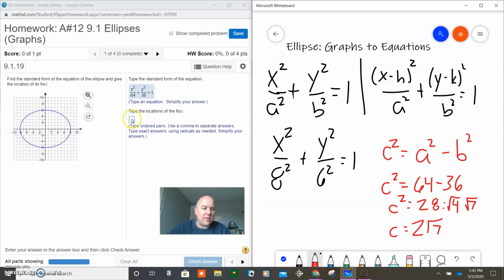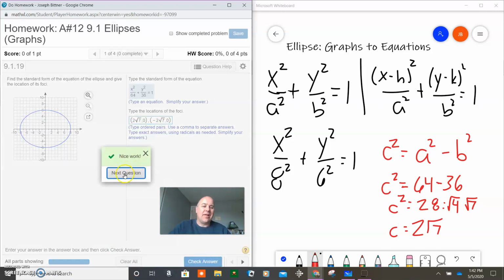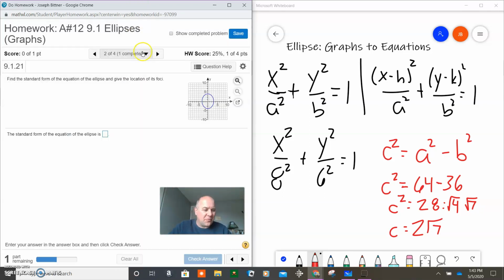So that gives the locations of the foci. Now again, since I haven't really moved the center or anything, those are the x values. I have a positive and a negative 2 square root of 7. Just make sure you get a comma in between. Oh boy, there's a lot of typing in these. And there's the solution.